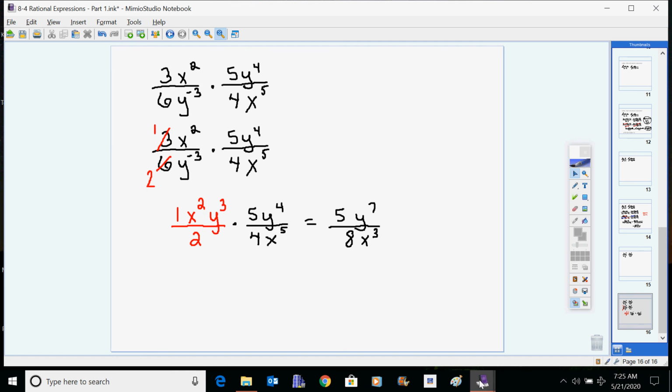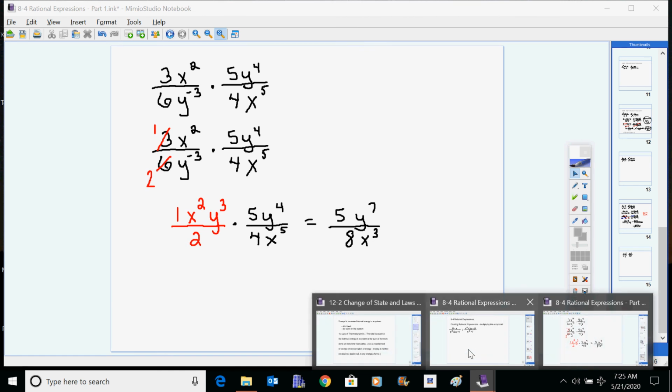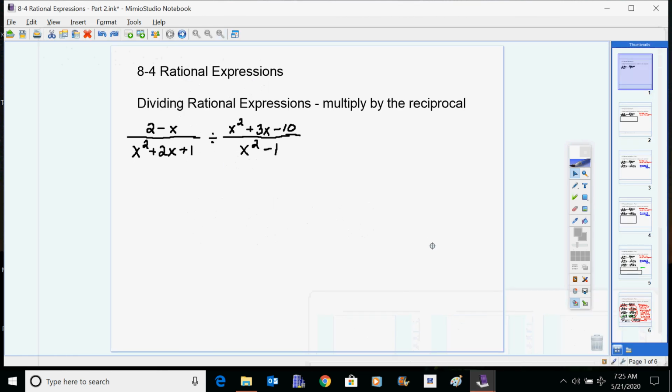Okay, let's move on to division. Oops, the other one. Here it is. Okay, dividing the rational expressions. Dividing just has one more rule. Believe it or not, I just have one example here. I just want to make sure we cover it carefully and don't miss anything.